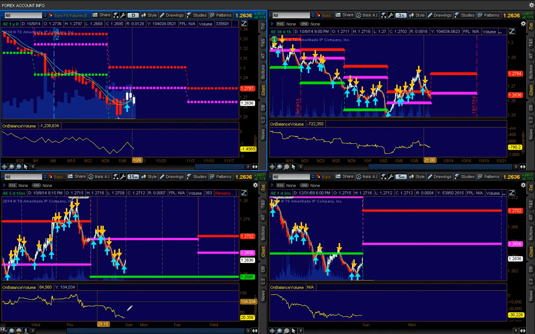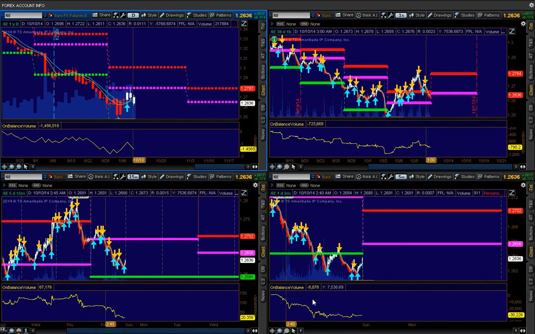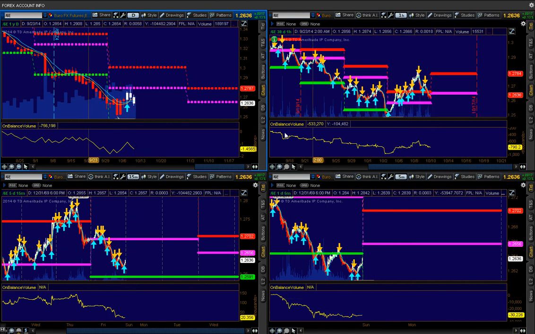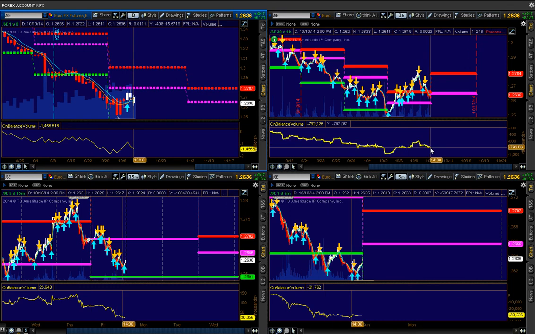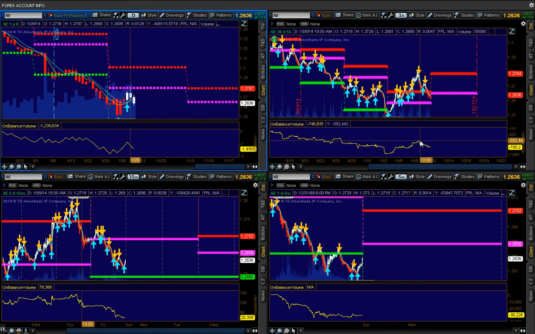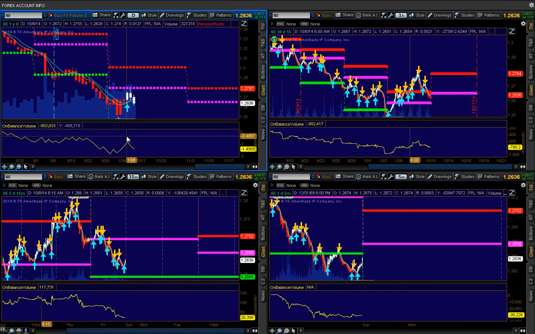This is the 15 minutes. You can see it's pushing lower. 5 minute, the 1 hour kind of got that spike up there, but then it's pushing lower. So if we take out that spike, it should be interesting. If we could take out that up there too, maybe push higher.